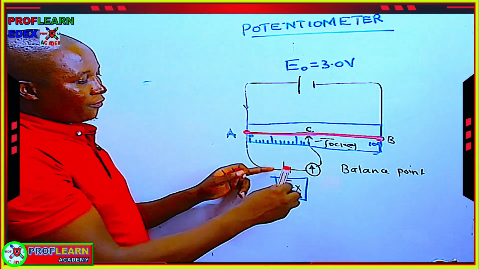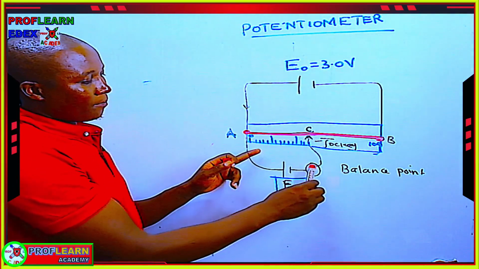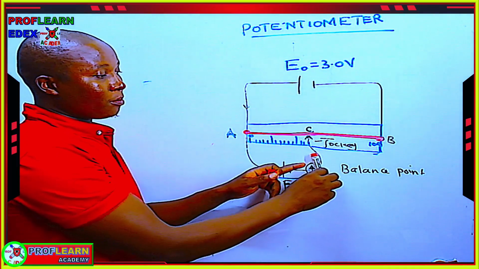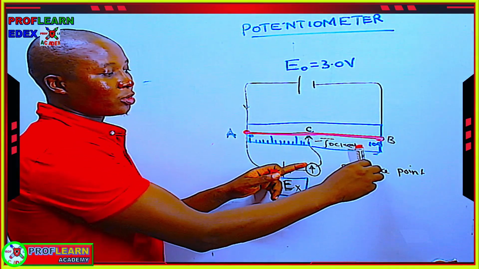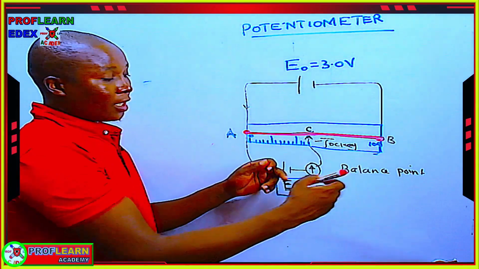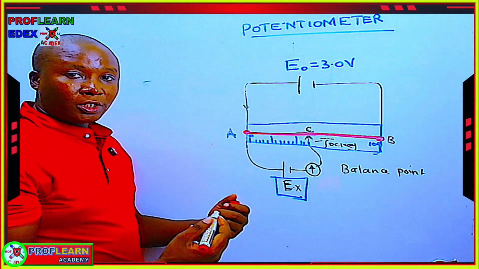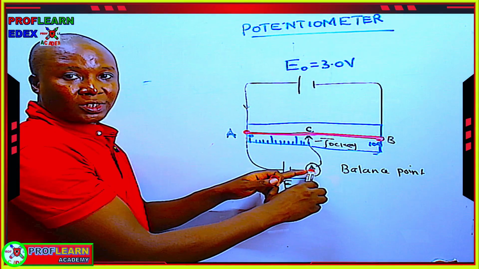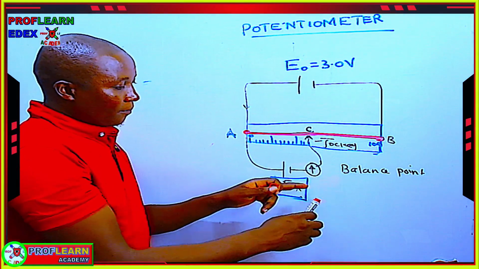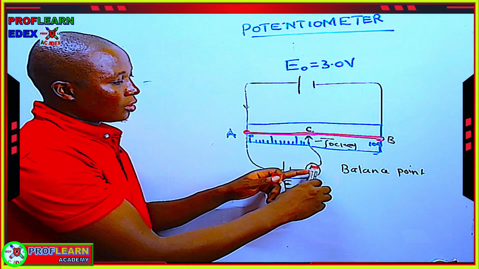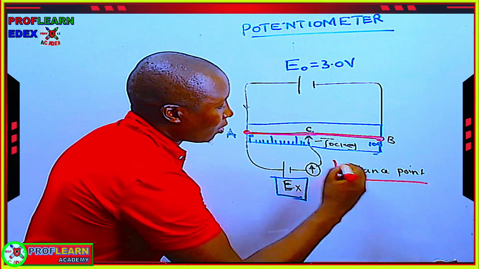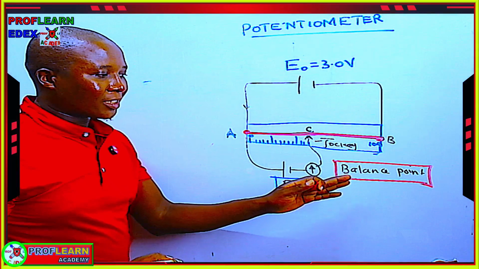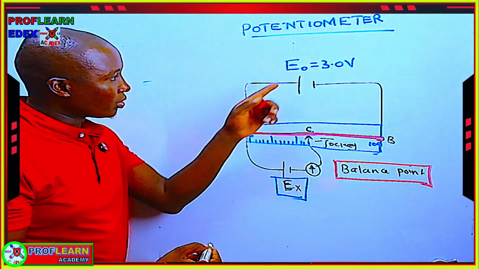If you bring the jockey close to A, the galvanometer is going to deflect in one direction. If you move it close to B, it's going to deflect in the opposite direction. So there is a point where the jockey can lie and this will show zero deflection. That point where it shows zero deflection is what we call the balance point. And once you have gotten the balance point, you can use the galvanometer.